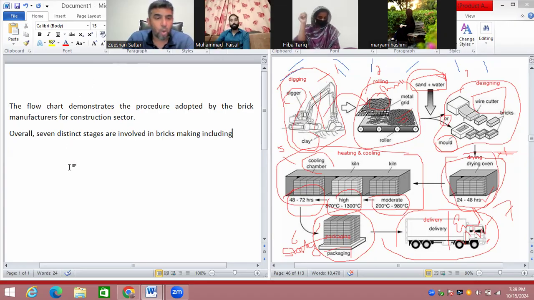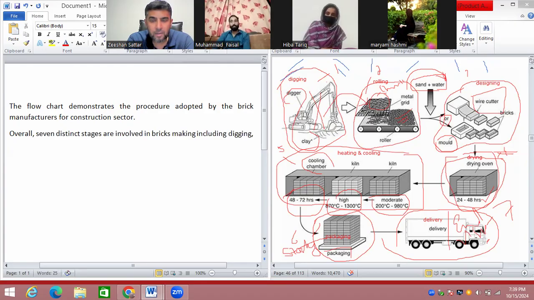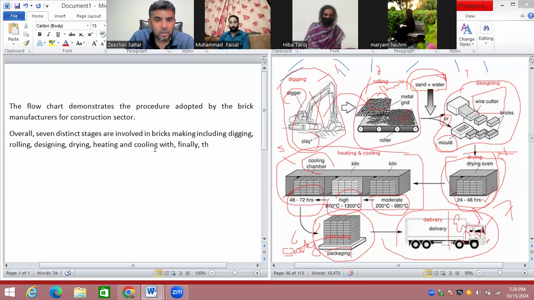Okay. So now, overall 7 distinct stages are involved in bricks making, including digging, comma, rolling, comma, designing, comma, drying, comma, heating and cooling, with finally, comma, heating and cooling, comma, packaging, with finally the delivery to the clients. Full stop. And that's all from the overview.